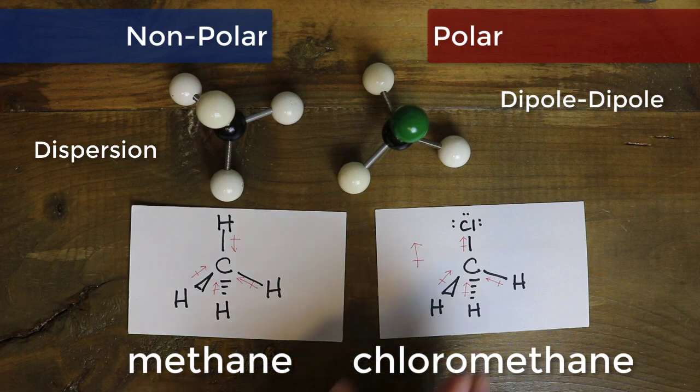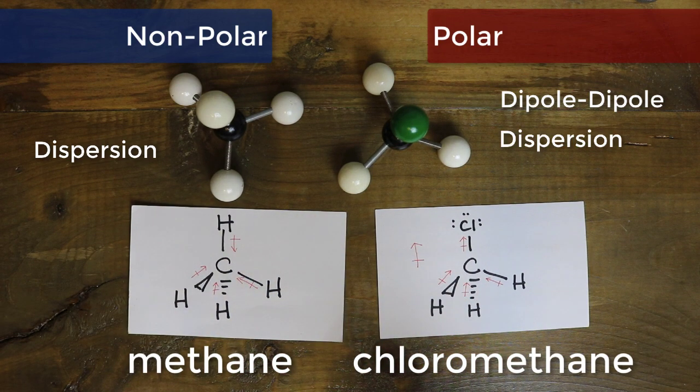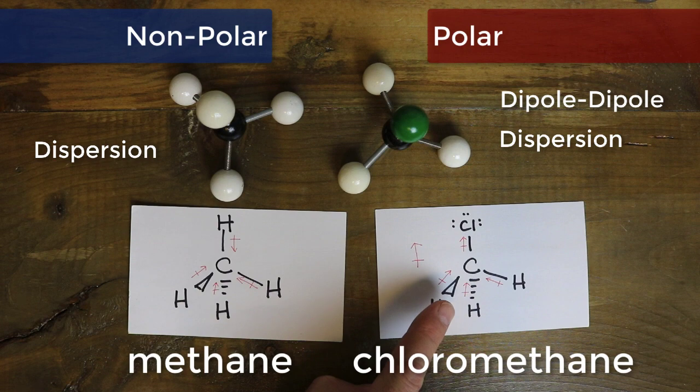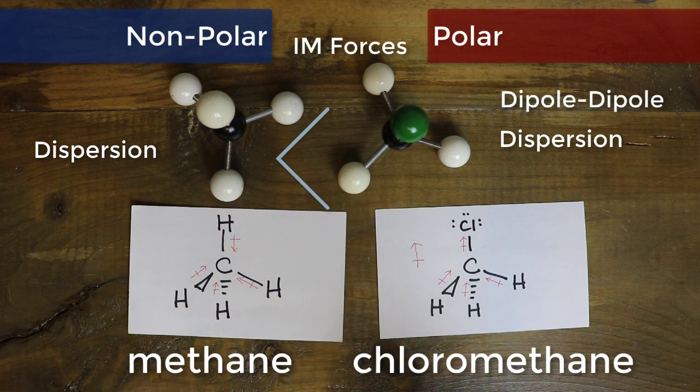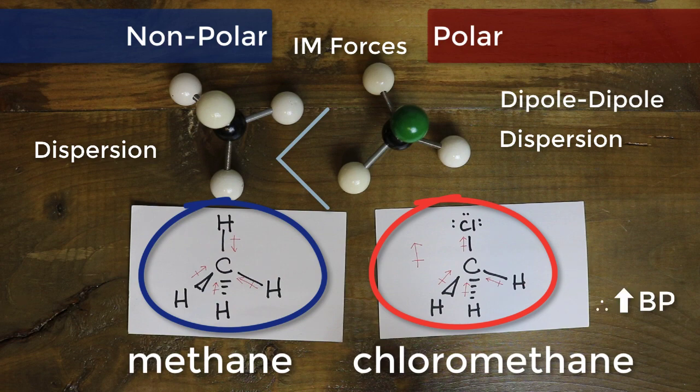So we have dispersion forces for this, and I should note that we have dispersion forces for everything. Anything that has electrons has dispersion forces. But this will only have dispersion forces. This will have dispersion and dipole-dipole interactions. As a result, there are stronger intermolecular forces here than there are here. It's going to require more energy to overcome those intermolecular forces, and the chloromethane, as a result, will have a higher boiling point than will the methane.